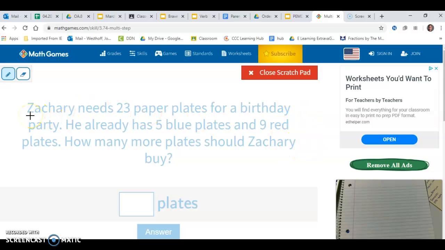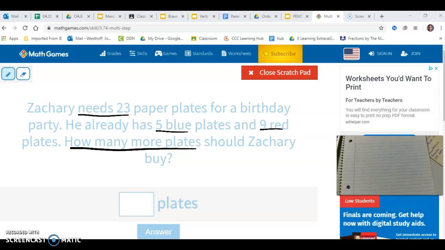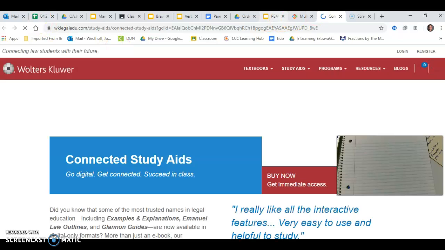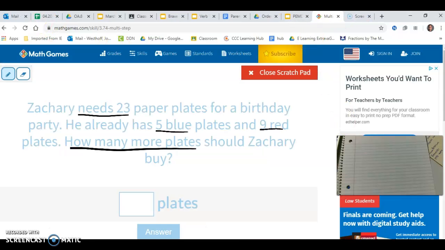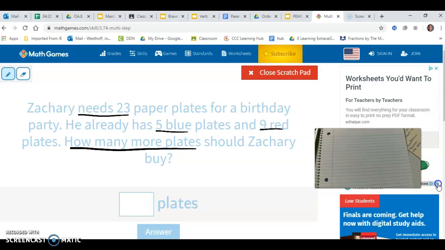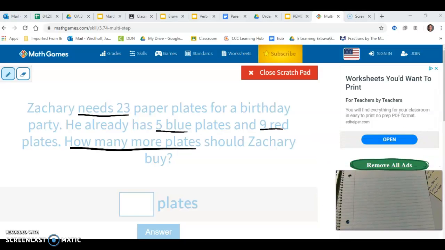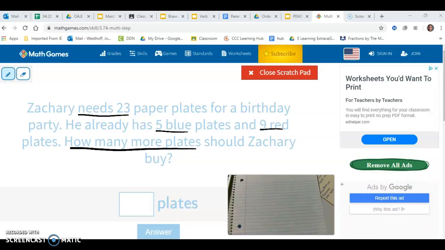It says Zachary needs 23 paper plates for a birthday party. He already has 5 blue plates, 9 red plates. How many more plates should Zach buy? Well, it says he needs 23. He has 5 blue. He has 9 red. How many more plates? And like we all know, you can either count up or you can count down.